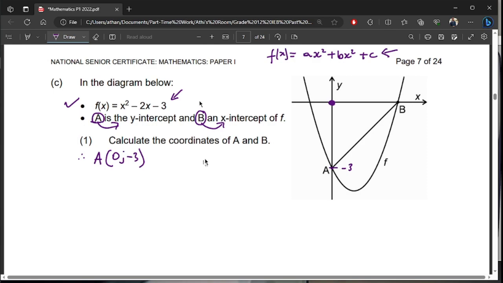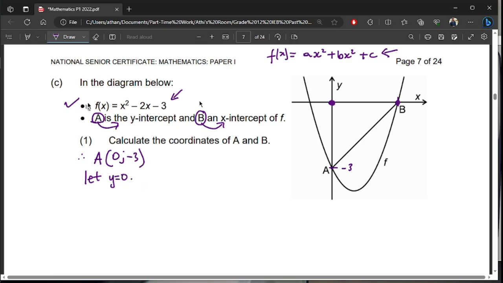And then let us try now to find the coordinates of B. At B, y is 0, but we do not know what x is. Now this is where we have to find the x-coordinate, or the x-intercept, so that we can find the coordinates for B. To find the x-intercept, you must let y be 0.